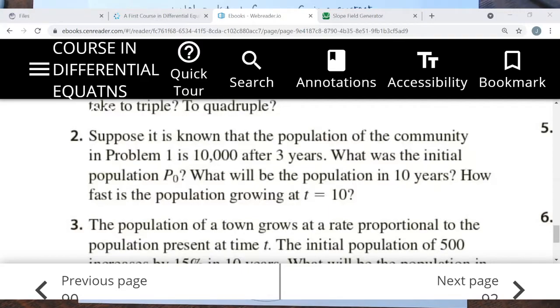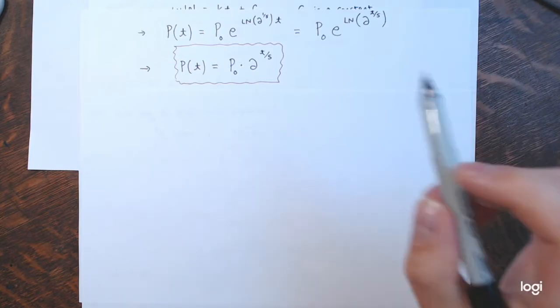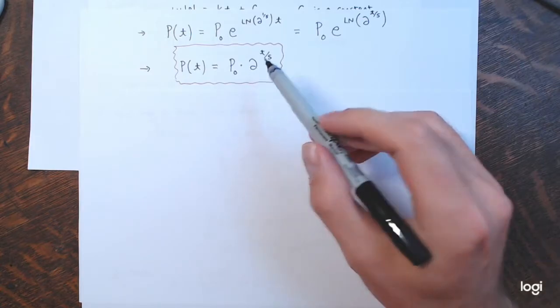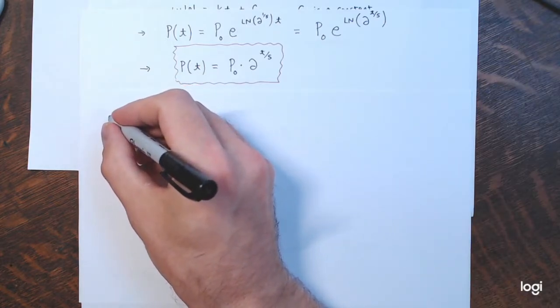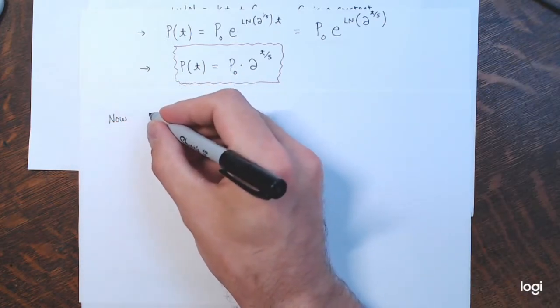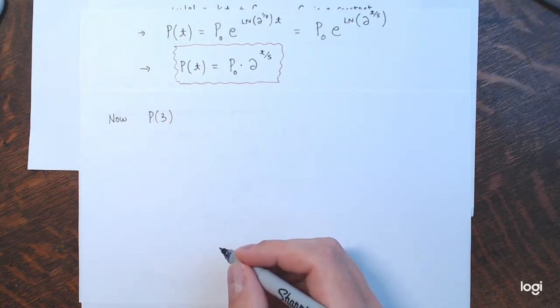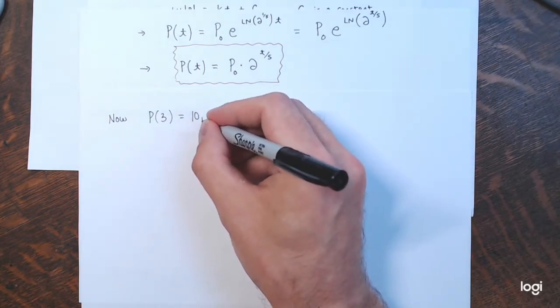All right, so first things first, let's get that. We have a new condition here. So I'll put the model up. It said from problem 1, so just going back on my page here. So we still have this same model that has not changed. It's the model from problem 1. But now we know the following. We know that the population after 3 years, so P of 3, is equal to 10,000.